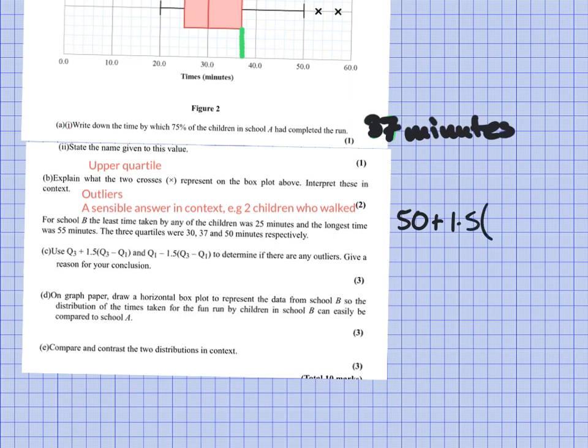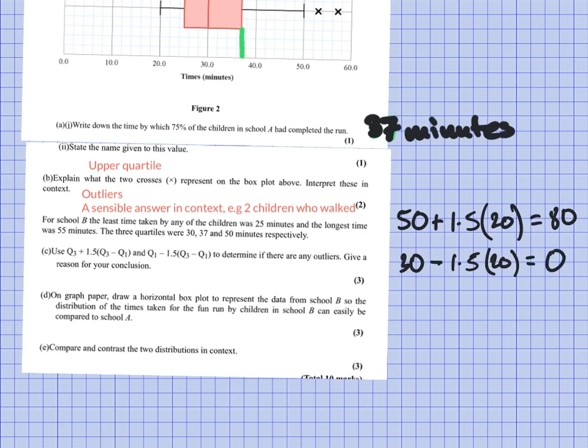So that's going to be 50 minus 30, which gives us 20. And altogether, that comes to 80. The other value will be the lower quartile, Q1, minus 1.5 times, again, the interquartile range, Q3 minus Q1, which is still 20. And if we do that calculation, 1.5 times 20 is 30. That would be 0. So there we go.